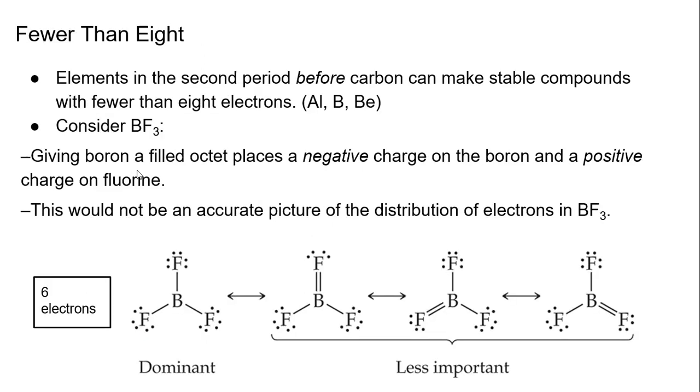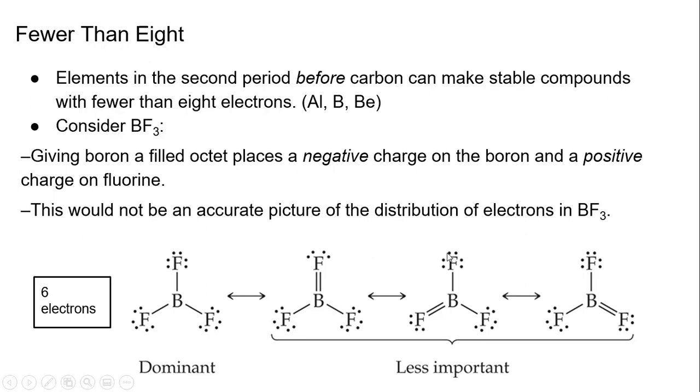Okay, fewer than 8. So we have elements in the second period before carbon that can make stable compounds with fewer than 8 electrons. It's usually aluminum, boron, or barium. They are very stable, not fitting the octet rule. So consider boron with 3 fluorines attached to it. As you can see, this is actually 6 electrons.